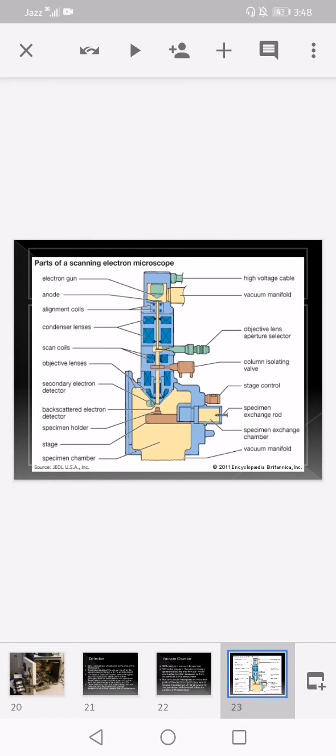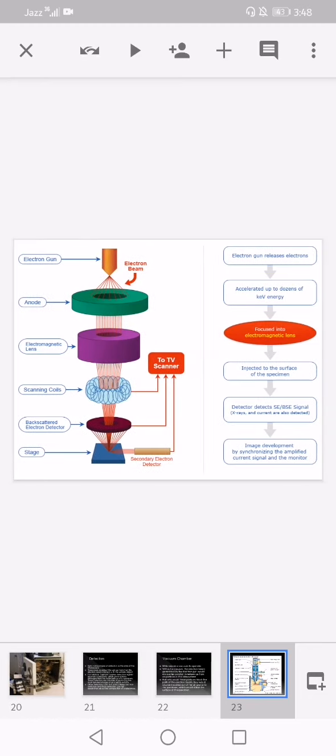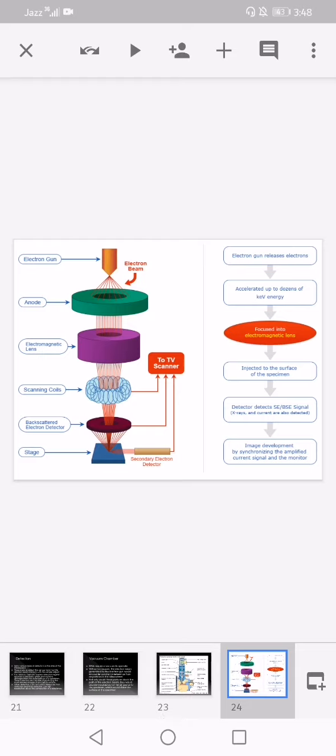Here is a diagram showing parts of a scanning electron microscope. First of all, the electron gun releases the electrons, then they are accelerated up to dozens of kiloelectronvolts of energy, focused by the electromagnetic lenses and injected onto the surface of the specimen. Then a detector is installed which detects signals, and the image is developed by synchronizing the amplified current signal and the monitor.